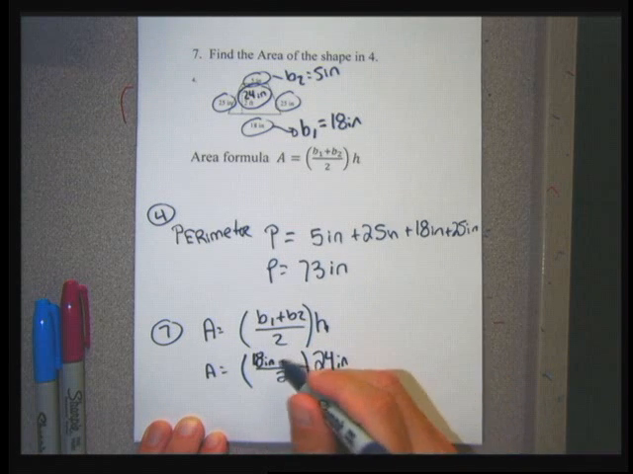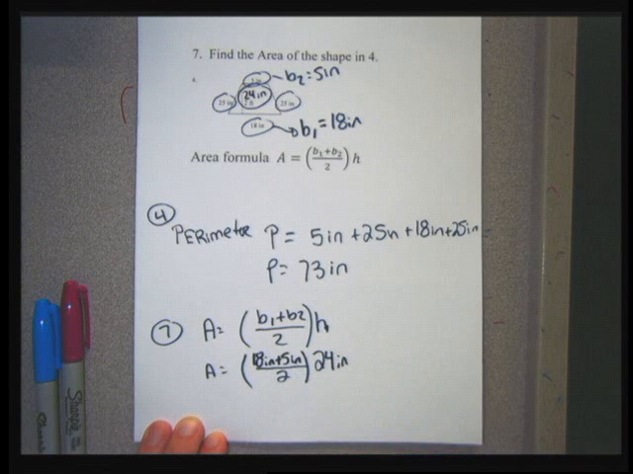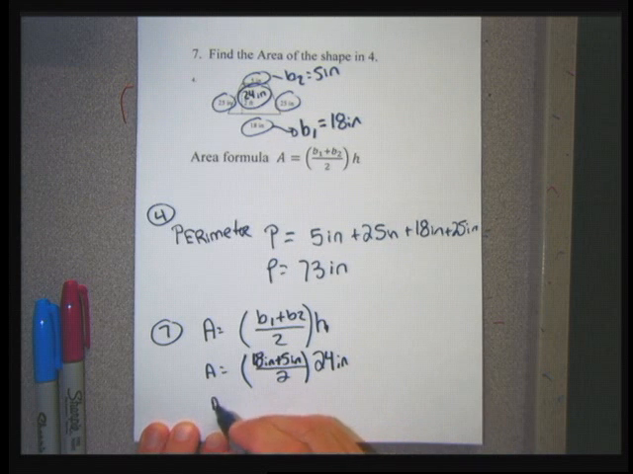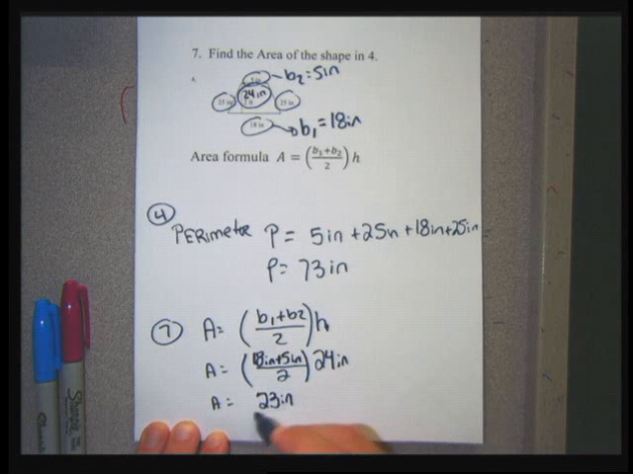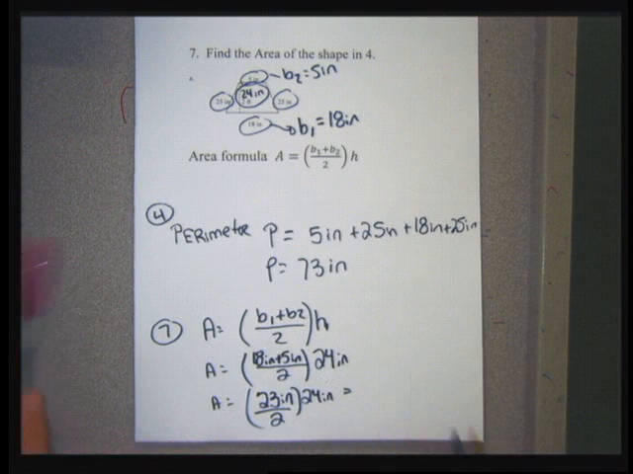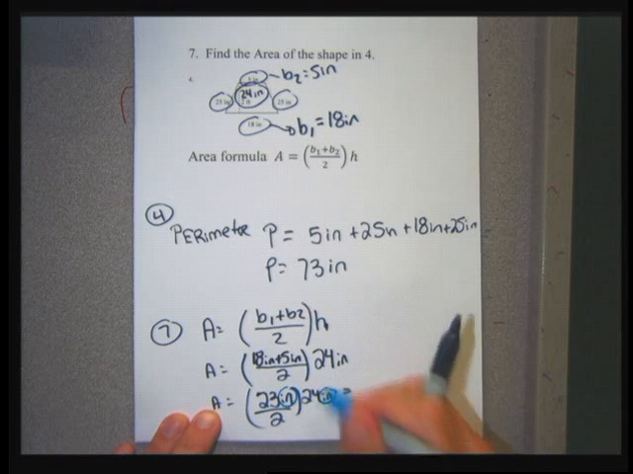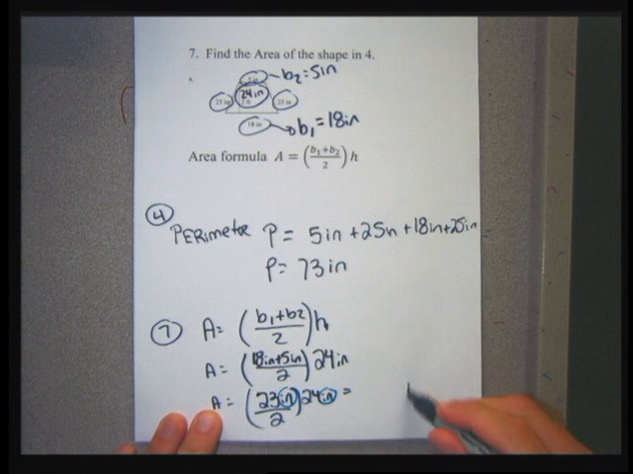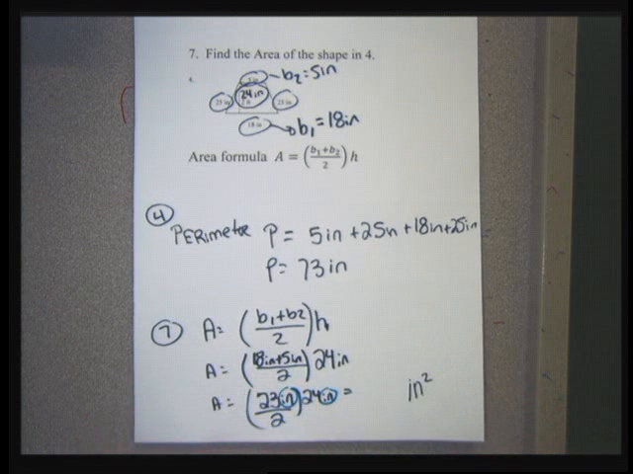I'm going to plug in 5 inches for base 2. And then inside the parentheses, I go 18 plus 5 gives me 23 inches over 2 times 24 inches. When I do the multiplication, I have an inch times an inch, and when I multiply inch times inch, I get an inch squared. So area is going to be square units. My units should be inch squared, and I need to go 23 divided by 2 times 24.